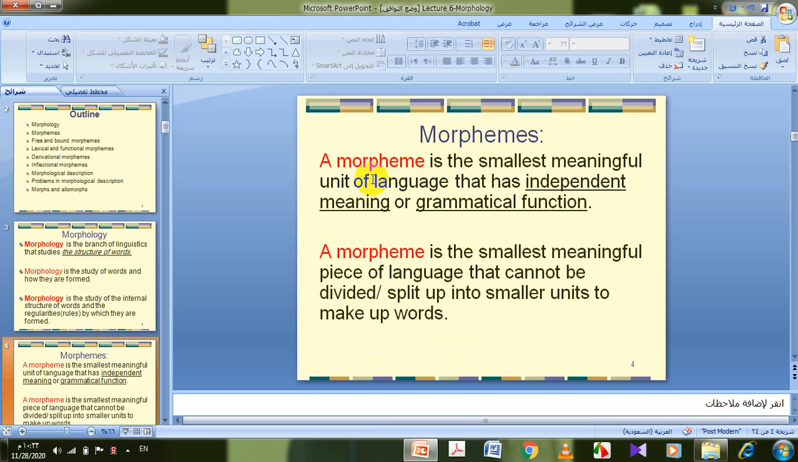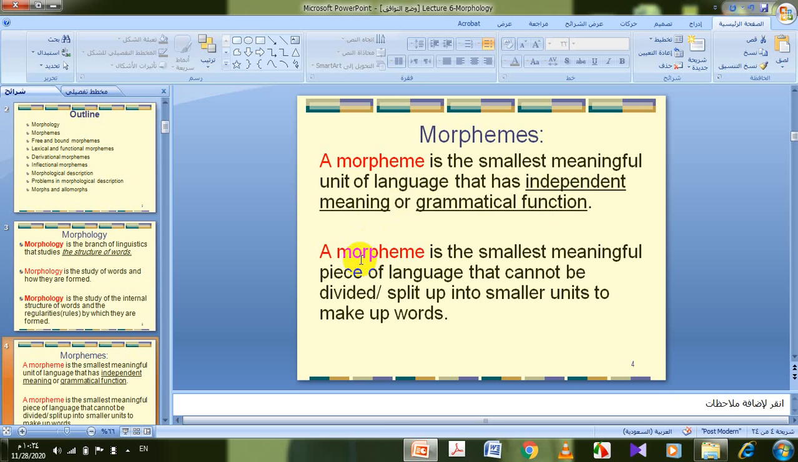A morpheme is the smallest meaningful unit of language that has independent meaning or grammatical function. We have already talked about the phoneme. A phoneme is the sound, the smallest meaningless unit in itself, but a morpheme is meaningful. Sometimes we have free morphemes, bound morphemes. It depends. Sometimes it has meaning, and in other cases, it has a grammatical function.